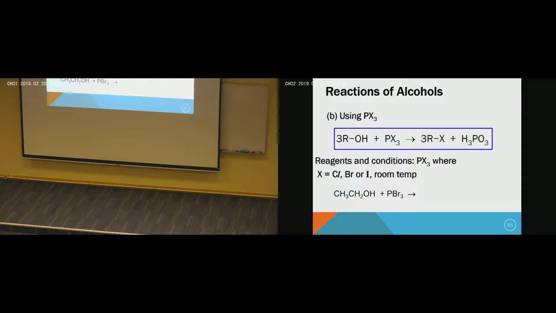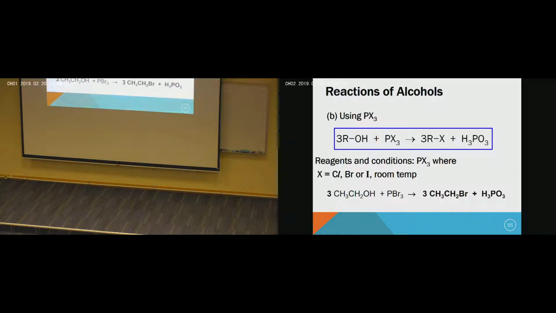So an example: what do you get when you react CH3CH2OH and PBr3? You will get CH3CH2Br, and the side product is phosphorous acid. Okay, this is using PX3.